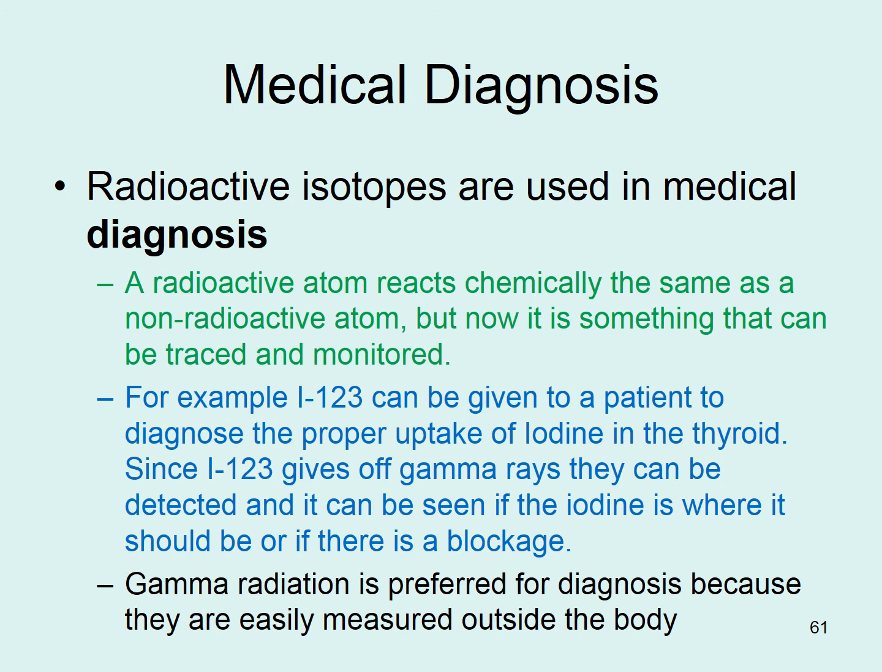So, is your body using iodine the way it should? Does the iodine end up in your thyroid where it's supposed to, or is there a blockage somewhere? Sometimes you hear the term hotspot. They're able to find where the radioactive isotope is ending up. Is it where it should be or not? So this is a way of diagnosing a problem medically. Notice that iodine-123 is often used for diagnosis because it gives off gamma rays. Gamma rays are easily measured outside of the body, and so that's a very good type.